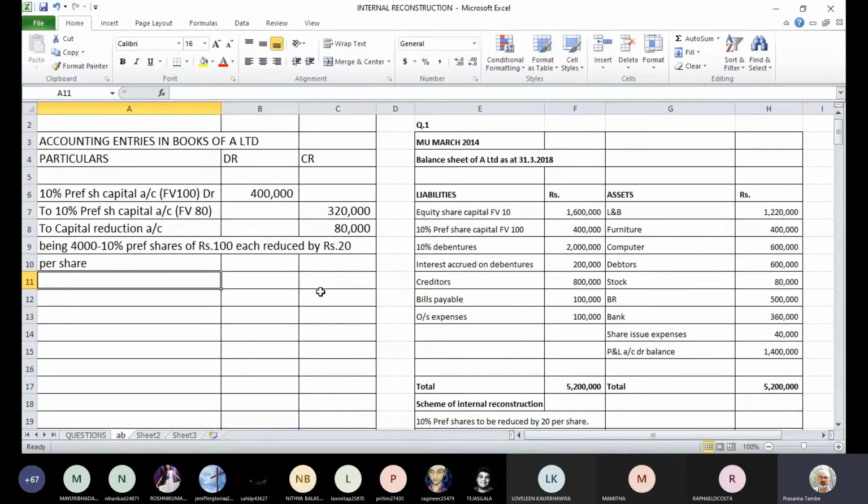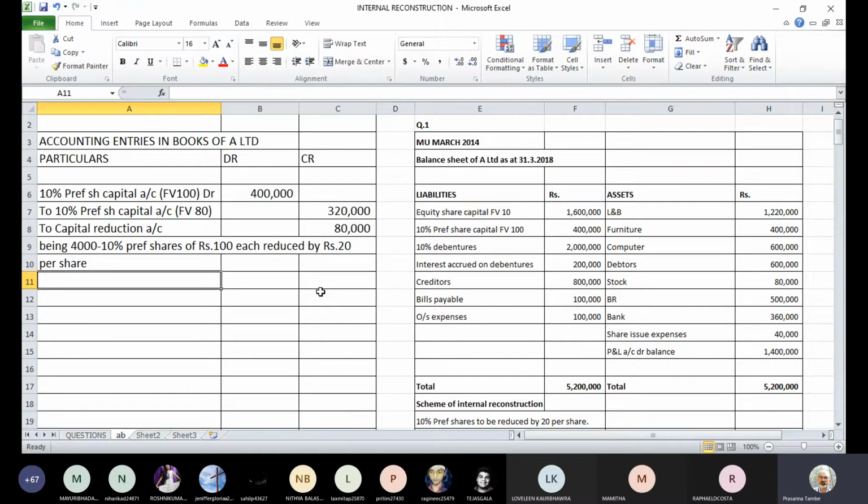Four thousand 10% preference shares of 100 each, reduced by rupees 20 per share. Okay, that's the narration. Have you noted the entry?